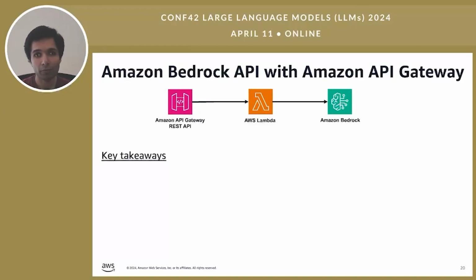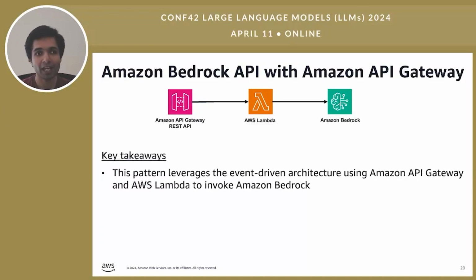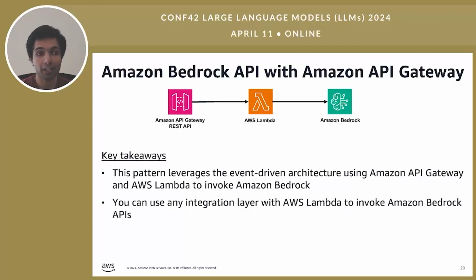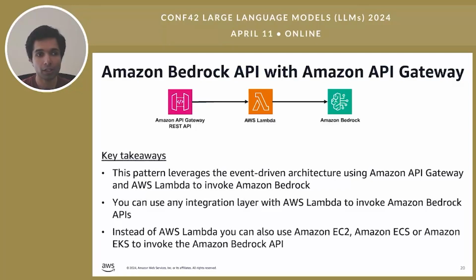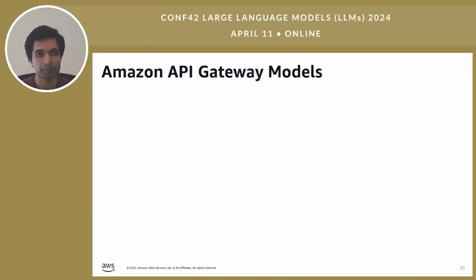With Bedrock as well, you are able to use the same pattern, and it leverages the event-driven architecture that you have been using or may be using with Amazon API Gateway. And it doesn't always have to be Amazon API Gateway. You can use it with any integration layer which can support AWS Lambda to invoke the Bedrock APIs. And finally, instead of AWS Lambda, you can also have the same behavior if you have long-running compute on EC2, ECS, or EKS, and then you can invoke the Bedrock API in the exact same way.